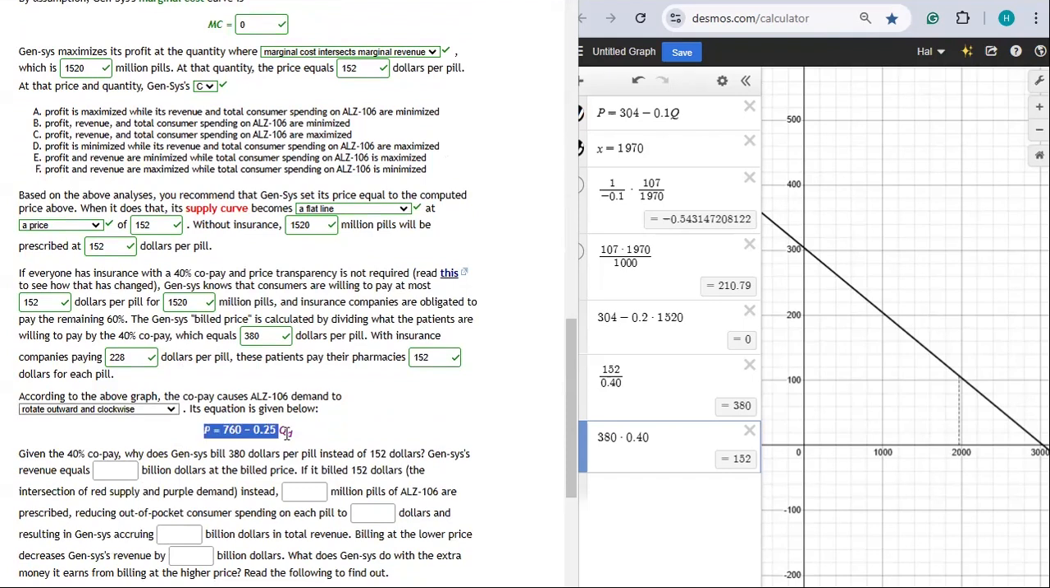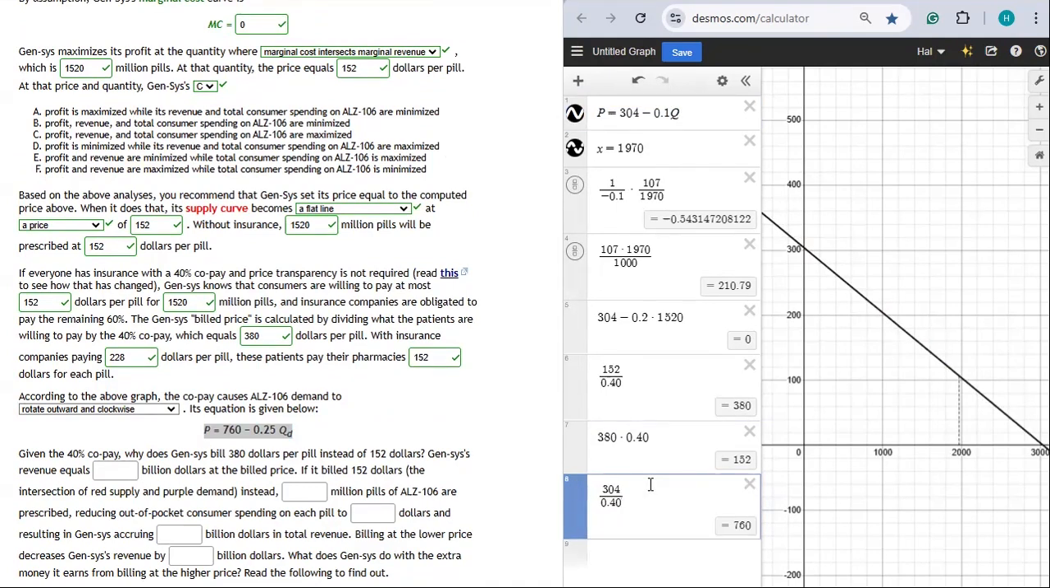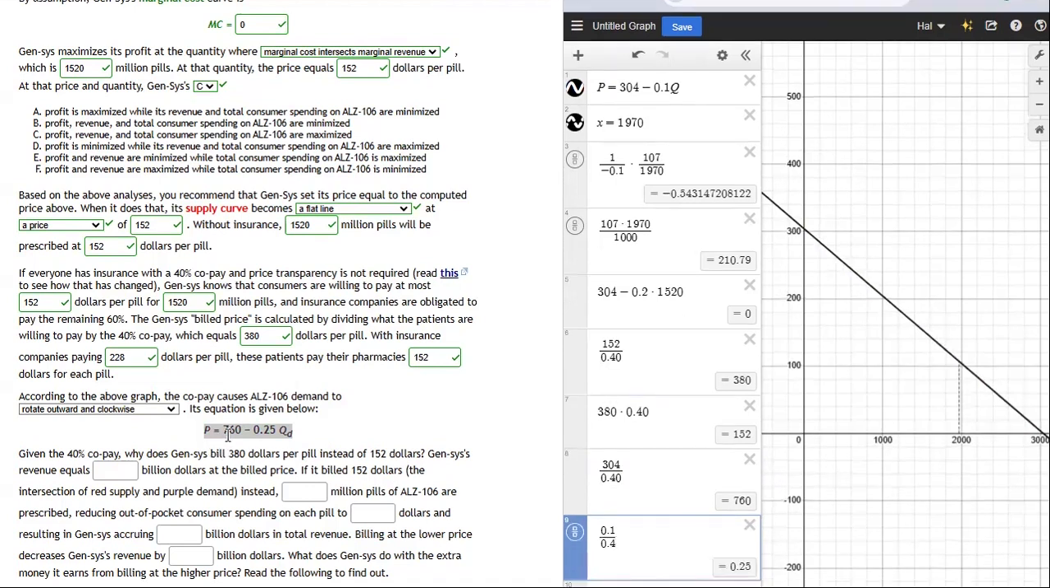This is the resulting equation. The way you get the equation is, let me just show you real quick. The intercept of demand is 304. We're going to divide that by 0.40. That's where the 760 comes from. We're going to do the same thing to the slope. The slope of the demand curve is 0.1. We're going to divide the slope of the demand curve by 0.4. So the coinsurance makes the intercept larger and it makes the slope larger. That's what causes it to rotate.